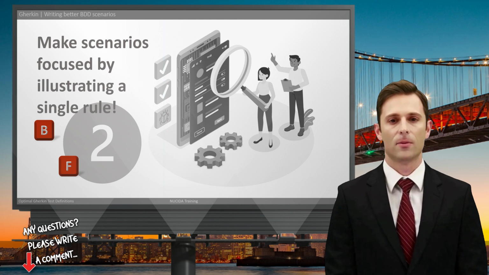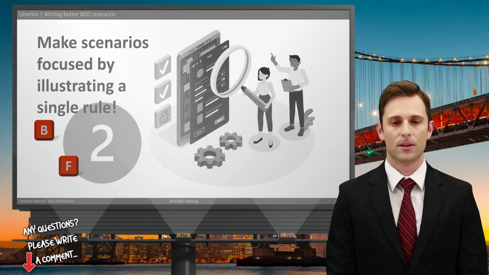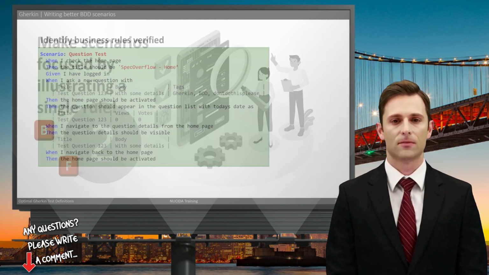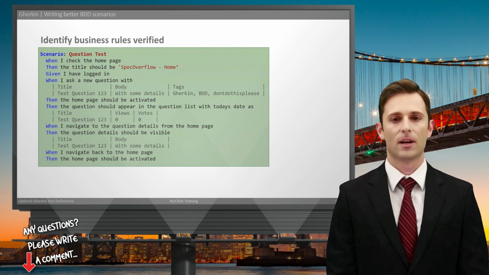Let's go to the second step, which is the letter F in this case. Here, we try to make the scenarios focused by illustrating a single rule. And whenever I say a rule, what I really mean is that right now, if you look at this scenario, it's very hard to see what our purpose was altogether with this scenario. Even if you read the title, it doesn't really say anything, and it's a long scenario.